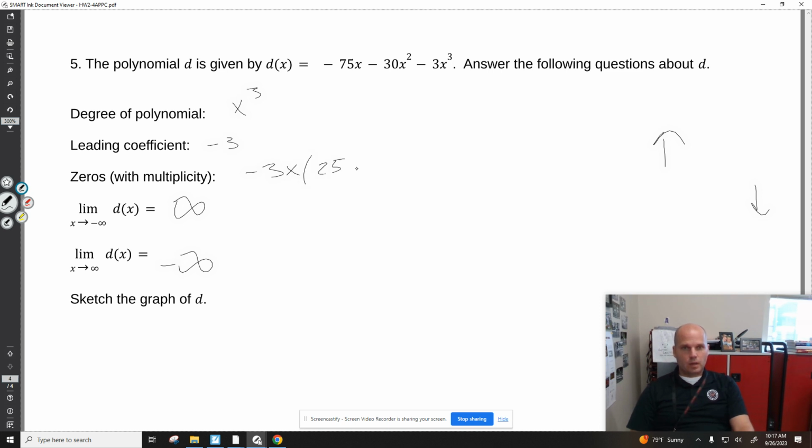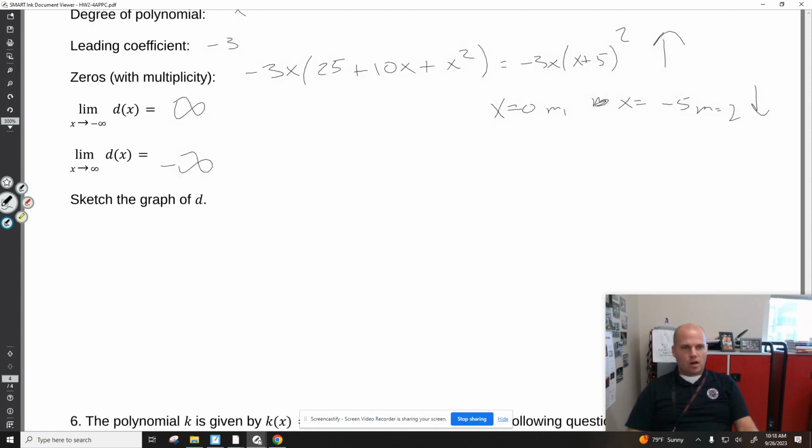25 plus 10x plus x squared. That's x plus 5 squared. I can tell the two numbers that add to get 10 and multiply to get 25. So this is -3x times x plus 5 squared. So that means x equals 0 has a multiplicity of 1. X equals -5 has a multiplicity of 2.